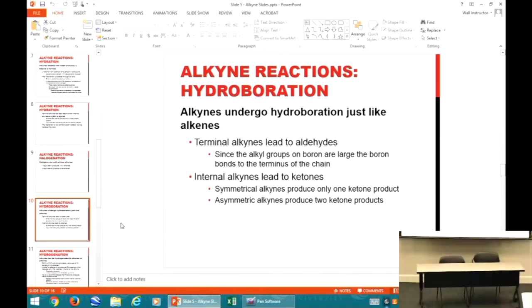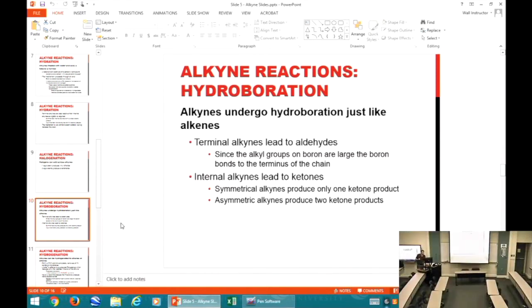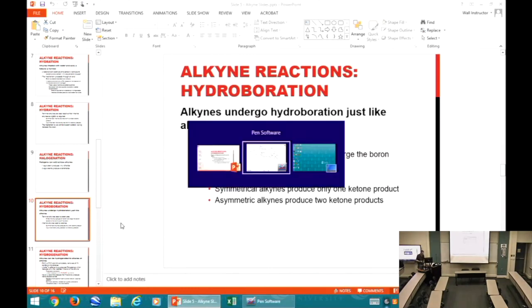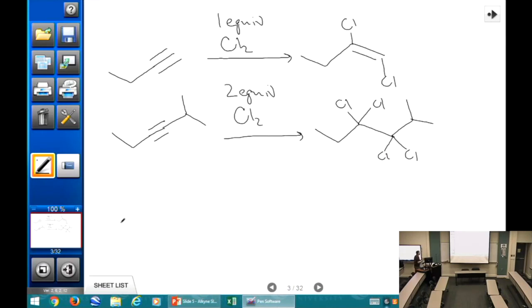All right, so hydroboration, we have the same general rules we had for hydroboration of alkenes. You'll notice I will say that a lot. Right, we need to recycle a lot of our same rules. Right, so we have 2 types of alkyne, right? We talked about we have terminal alkynes.